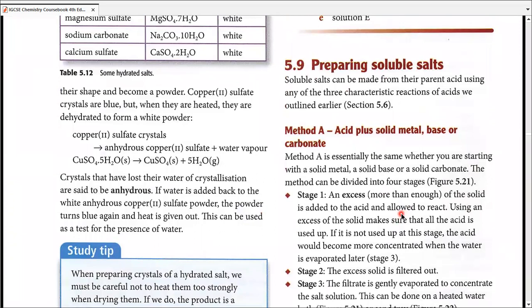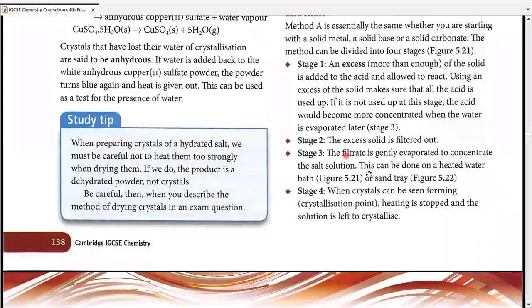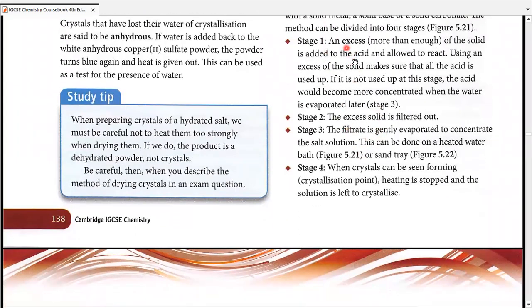Now, something that we can say easily is that preparing soluble salts is pretty much related to the characteristic reactions of acid. So I'm going to use the space at the bottom of page number 138. Whenever we talked about different reactions of acids, we had three categories. The acid was capable of reacting with a metal, and it then gave us salt plus hydrogen.